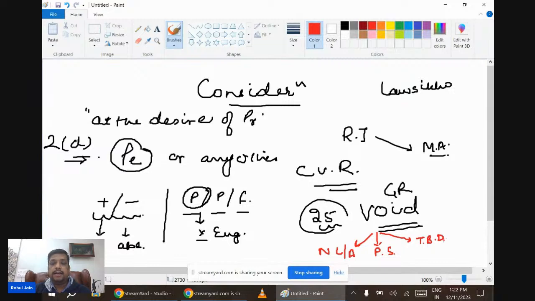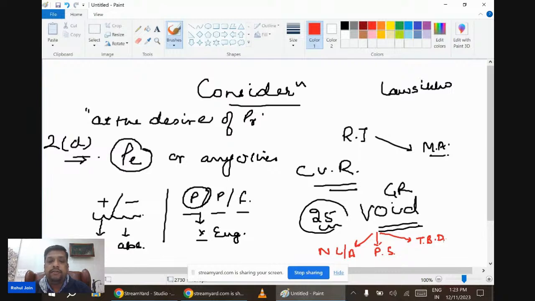Now let us understand. Number one exception: if the parties are in a relation of proximity, a near relationship, and due to that natural love and affection there has been a promise, and that promise was in writing as well as registered, in such an eventuality, even if there is no consideration, the agreement is valid.